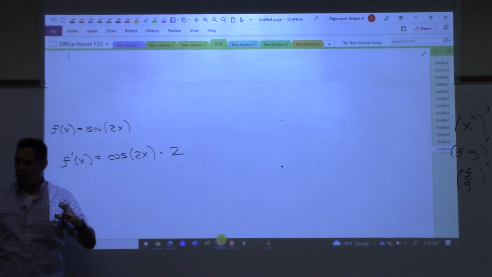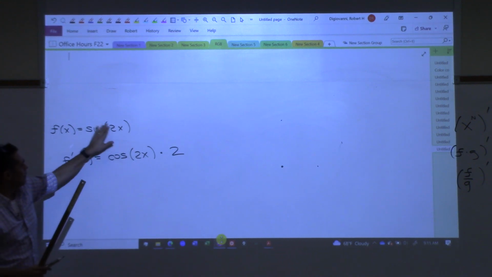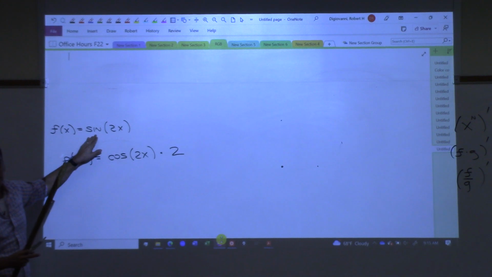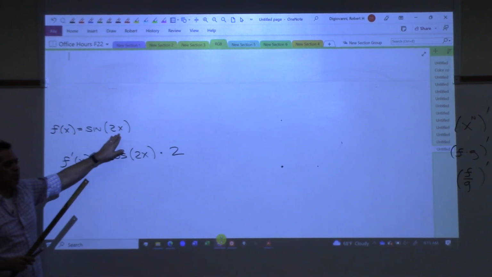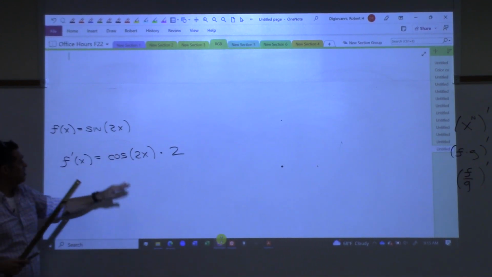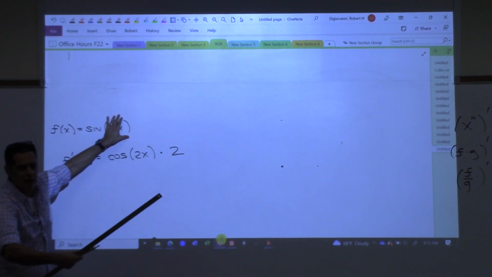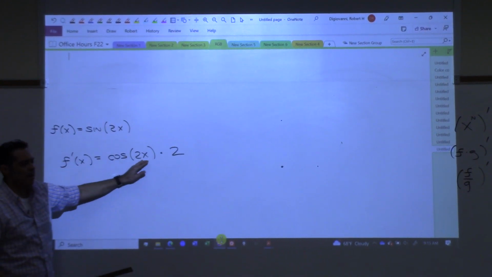So it's kind of like an onion. It has these layers. The outer layer, if you look at this function, the outer function is sine. The inner layer is the 2x. Understand that idea? So taking the derivative, I start with the outer layer. What's the derivative of sine of anything? Cosine of that, whatever, anything.